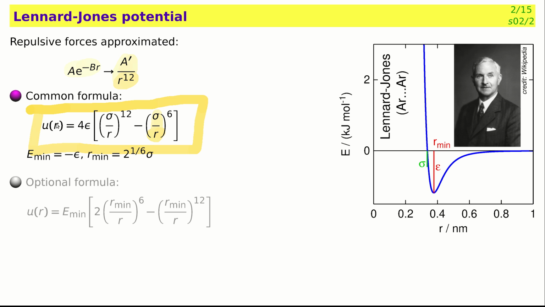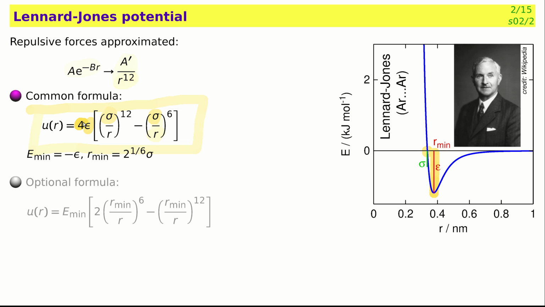Here we have two types of constants. Sigma corresponds to the size of the atom. Actually, sigma is the distance at which there is zero energy between these two atoms, and epsilon is the magnitude of this attractive well.